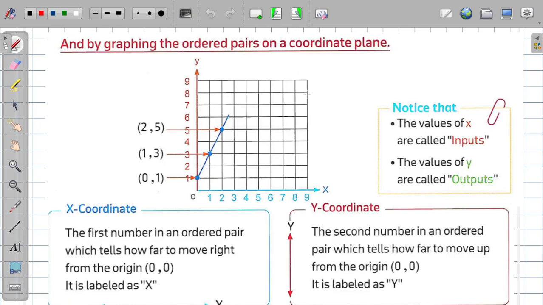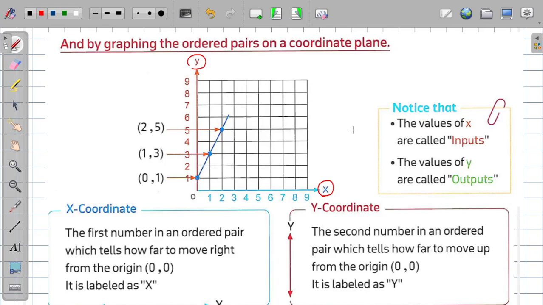And if I wanted to graph this relationship in the coordinate plane, I will draw two axes. The first one is the x-axis and the second one is the y-axis. The horizontal one here is the x-axis and the vertical one here is the y-axis. So here I want to represent the values of x, and here I want to represent the values of y.